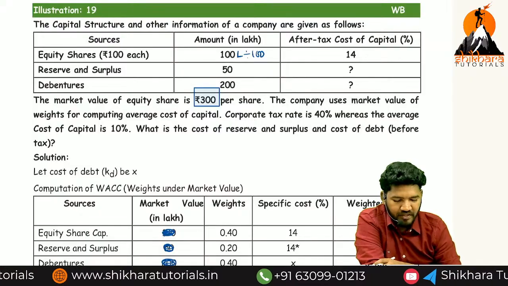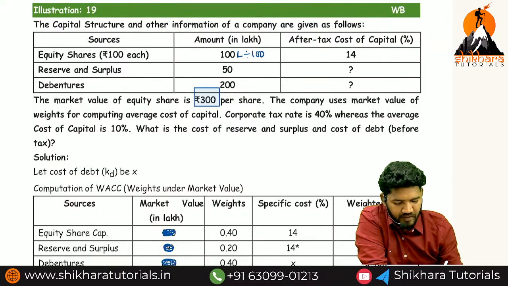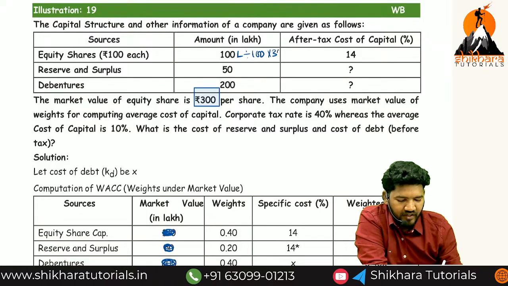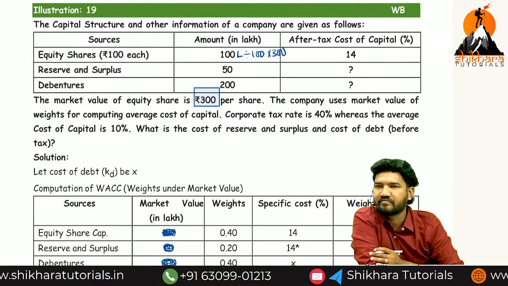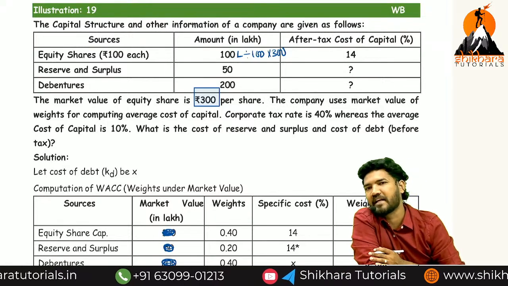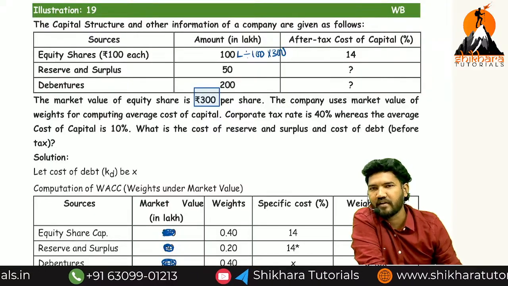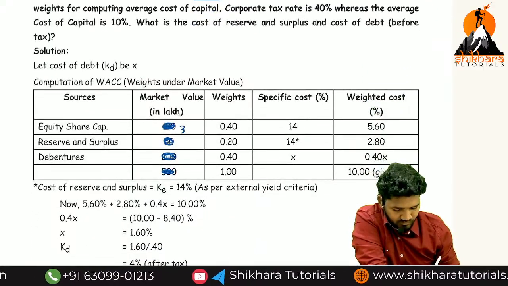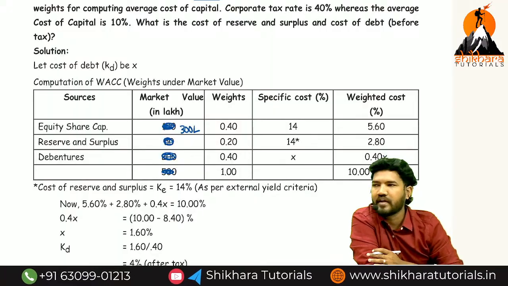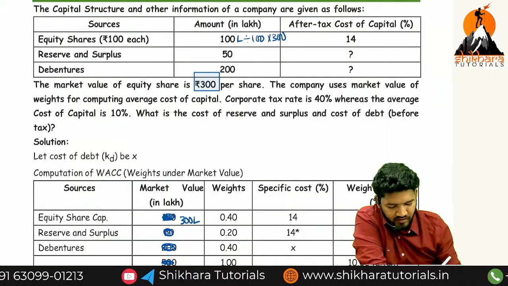Now the number of shares, please. Simple here. Divided by 100, multiply with 300. You will get the answer. Divided by 100, you will get the number of shares. Multiply with market price, you will get market value. 100 divided by 100 into 300. 300 lakhs only, no? 300 lakhs.